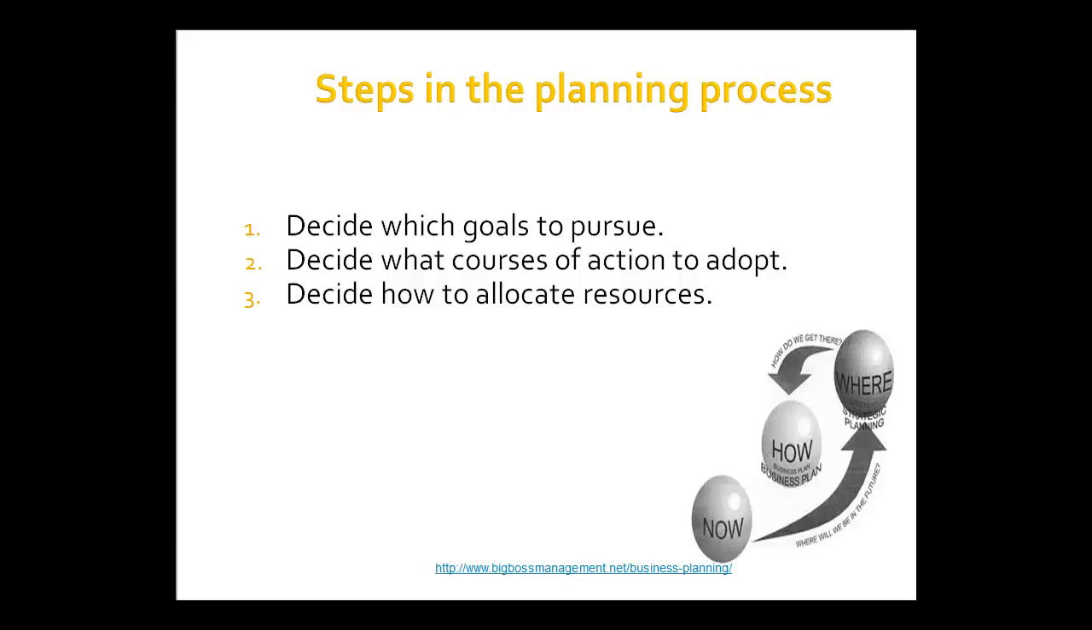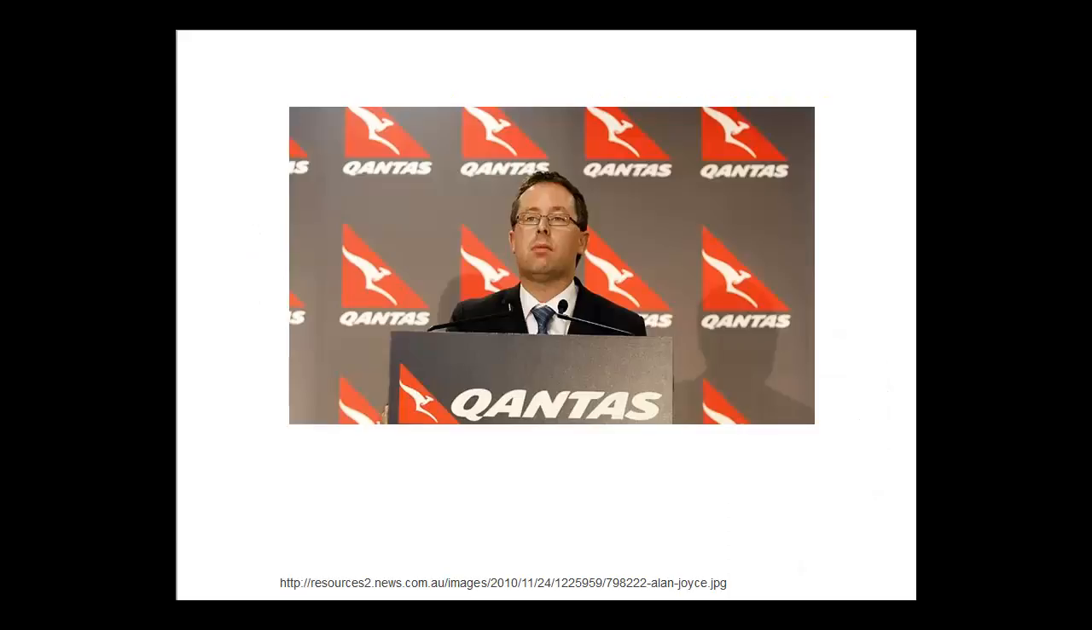Planning is an important part of doing business in today's ever-changing environment, especially in light of the European debt crisis and natural disasters like floods and earthquakes. If you're the CEO of Qantas, this bloke here, Alan Joyce, CEO, you will definitely need to plan to react to unexpected events like earthquakes, floods. Poor planning can hinder your organization's performance and cost your organization millions of dollars.